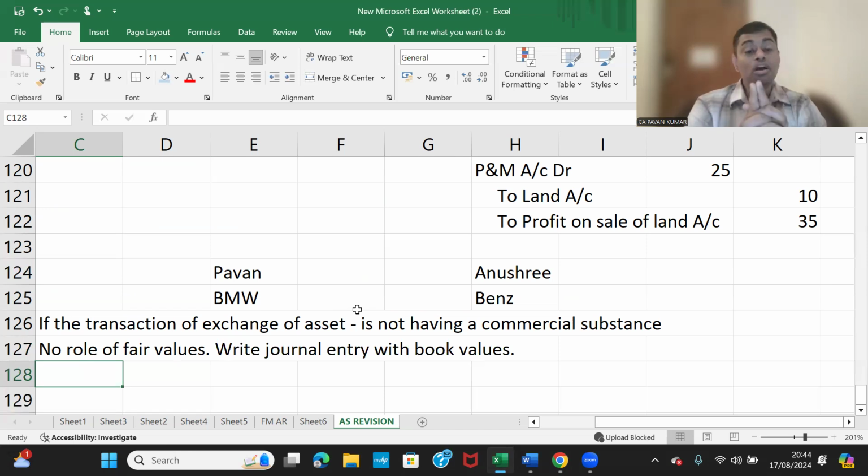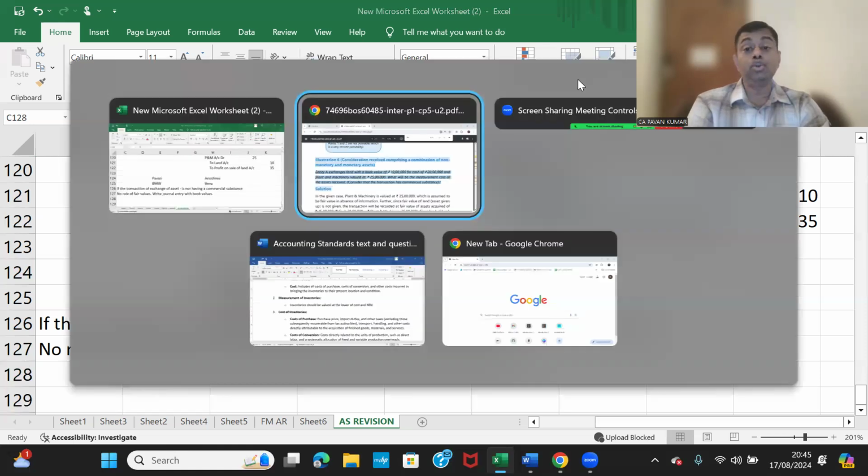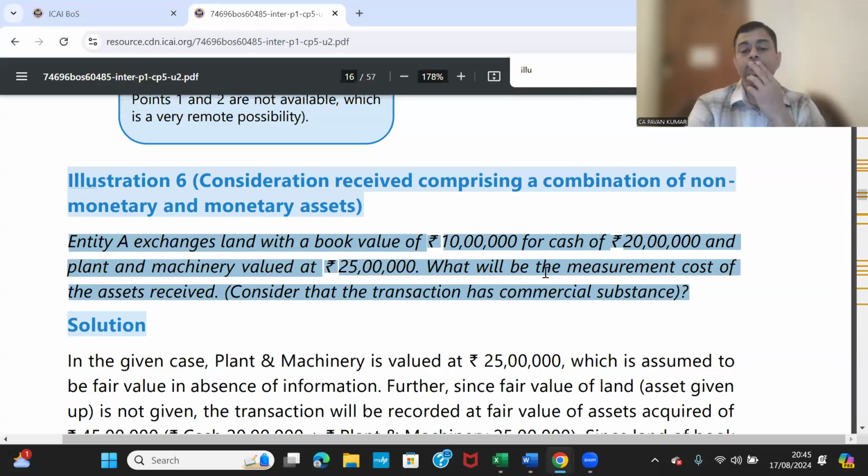You understand? So his BMW has a book value, no? Whatever the book value he has, he will write it off. And probably this 1 lakh rupees of cash is to acquire a new asset. That's it. So he is not evaluating the fair value of the asset given up or the fair value of the asset acquired. How should we record the journal entry? No. These are transactions which do not have commercial substance.